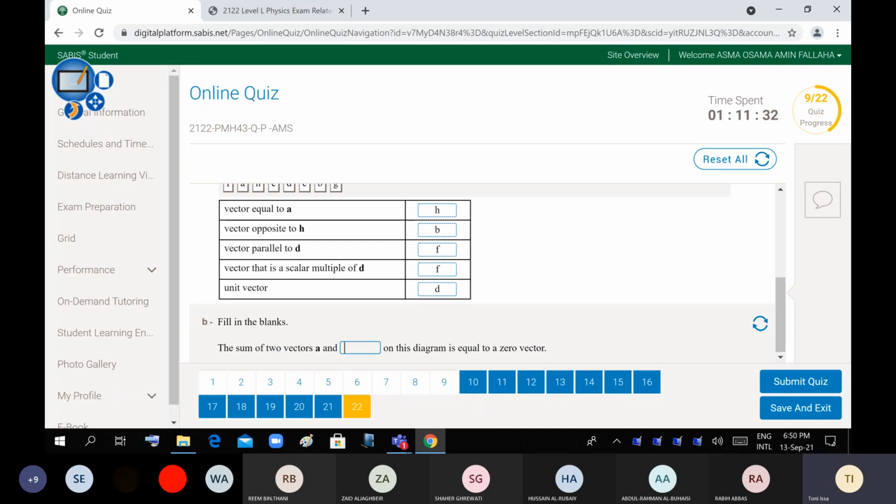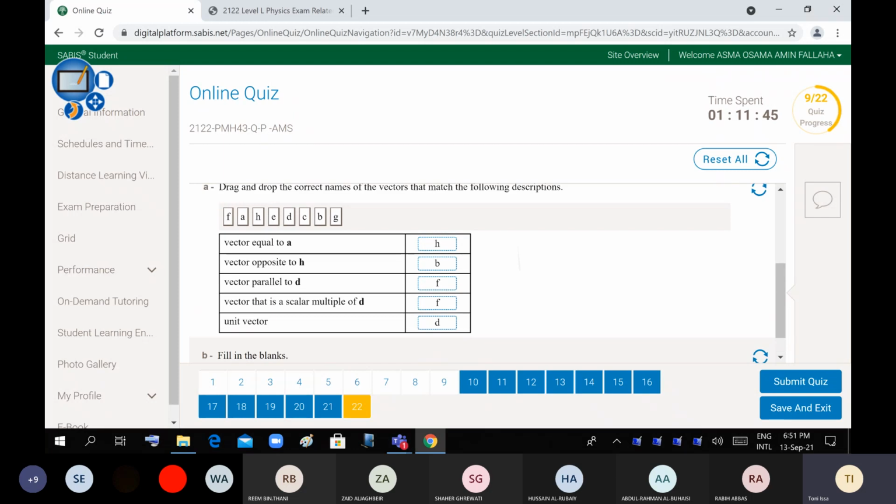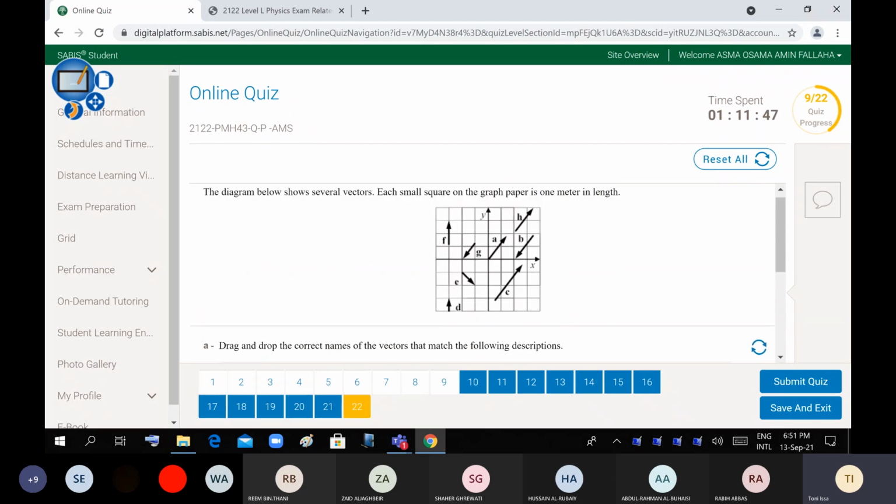Okay, so it will give me the vector B. Here the sum of the two vectors, I will repeat, is A and what? I look at the vector that will have the opposite direction of A and the same magnitude, so that's why the answer will be B.